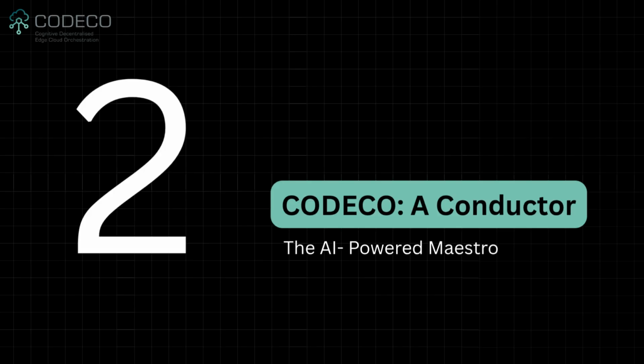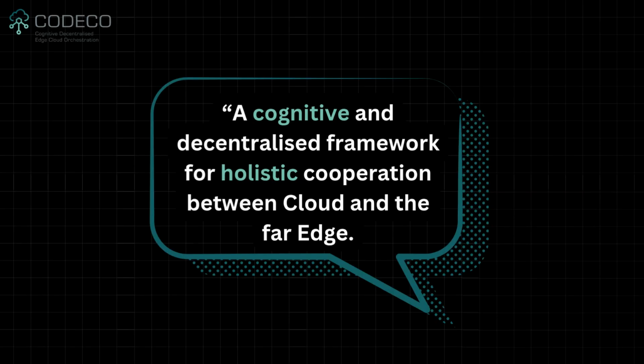So if the big problem is an orchestra spiraling into chaos, then the solution has got to be a really, really smart conductor. And that, right there, is where CODECO enters the picture. And this quote really nails it. Think about it. CODECO isn't just some manager waving a baton around blindly telling things where to go. No way. It's more like an AI-powered maestro, one that truly understands every single instrument, knows the acoustics of the concert hall, and, most importantly, feels the soul of the music. It knows what the application is actually trying to do.